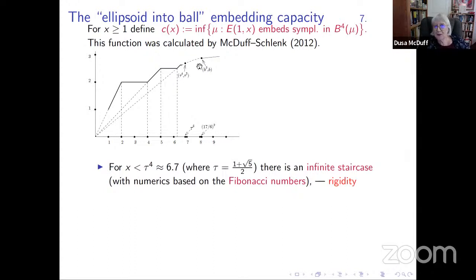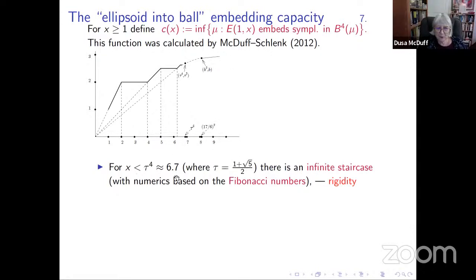And then there's some intermediate period. And then when you're big enough, it's always the case, in these kinds of problems in symplectic geometry, that everything disappears. If things are long and thin, there are no obstructions. So if x is sufficiently big, in this particular case, bigger than 17/6 squared, there are no more obstructions, and you just get the volume cut.